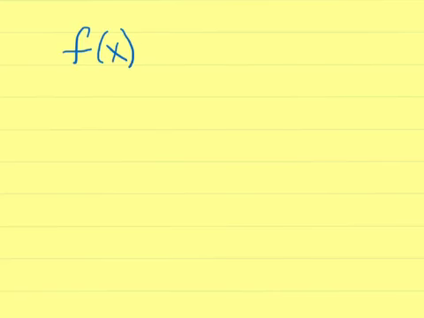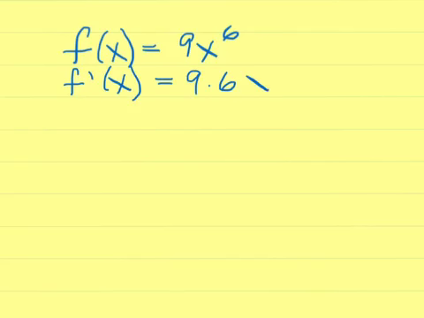Find the first derivative of f of x equals 9x to the 6th power. We need the first derivative of f of x equals 9x to the 6th, and that will be 9 times 6, x to the 6 minus 1 power, and that is 54x to the 5th.